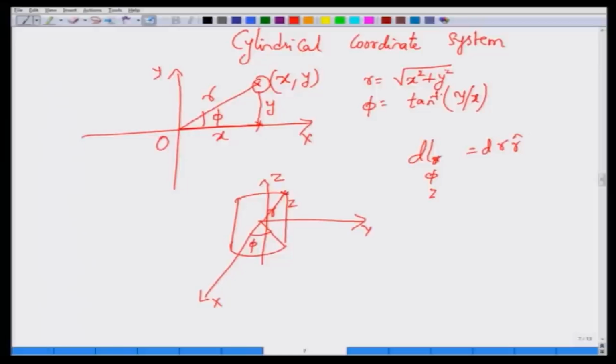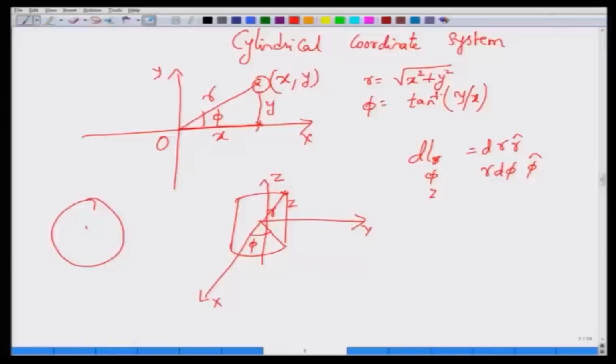Along phi, interestingly, will have to be r d phi in the direction of phi, because phi itself is angle, it is not distance. You need to measure that and multiply it with the appropriate radius that you are looking at. So, if this is your radius r and this is the distance that you have moved d phi, then the arc length here is r d phi, and along z it is simply dz z hat, no change from the rectangular coordinate system.